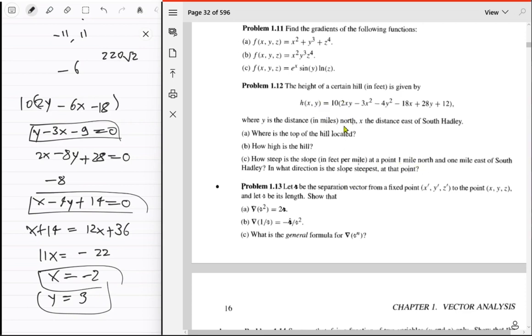Wait, what is the unit, by the way? y is distance in miles, so this is per mile. And x is distance in... oh, this is in feet. Fine. Then the unit system makes sense.